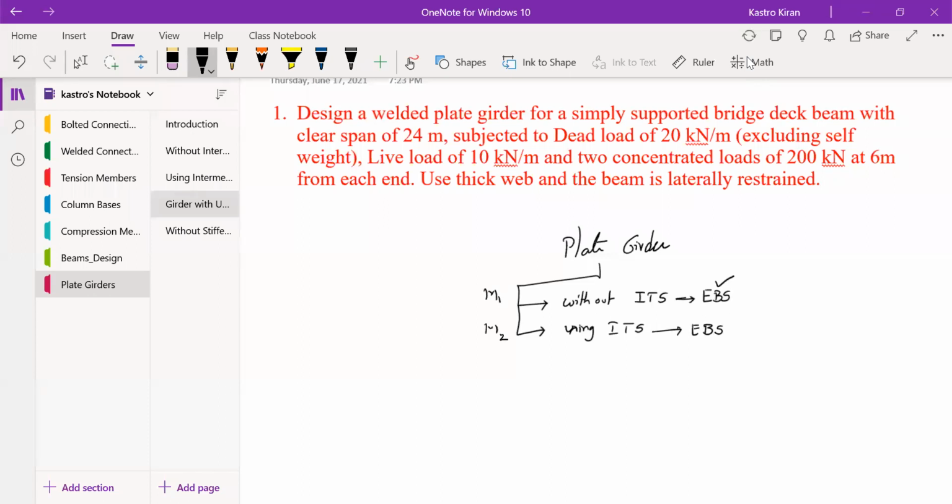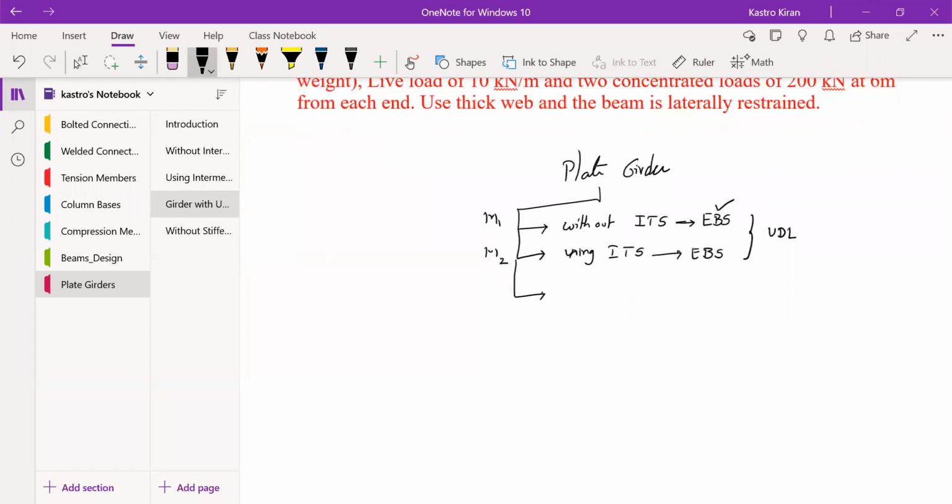And in the model 1 problem, we have used only the end bearing stiffness and we haven't used the intermediate transverse stiffness. And one thing which is common in both these problems is the type of load. In both the models of problems, the type of load is UDL, that is uniformly distributed load. Now in today's class, we are going to see the third model problem, where you have a combination of loads. That means you have a UDL and you also have point loads. So this is the combination of loads problem.